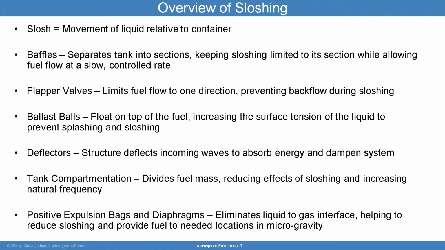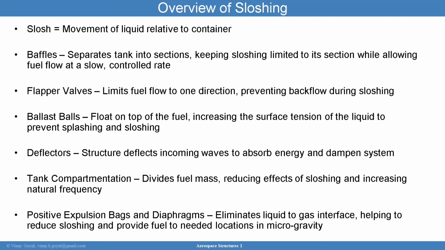So, an overview of sloshing. Slosh is basically movement of liquid relative to the container, the tank. Baffles are typically used to separate the tank into sections, and it will keep sloshing limited to that section while allowing the fuel to flow at a very slow control rate. Because if you didn't have those baffles, all the fluid is going to start sloshing and splashing everywhere.